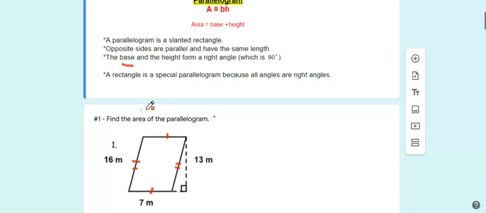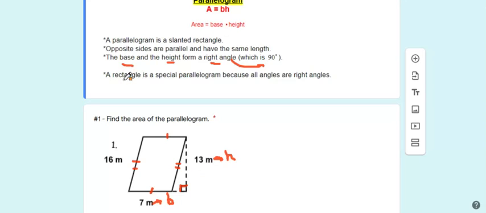The base of the parallelogram and the height form what's called a right angle, and a right angle is a 90-degree angle. And so as you can see, this dashed line right here forms a right angle. This box right here is the symbol that we use for a right angle. And so we would say that the base, which we can label B, is 7, and the height, how tall is the parallelogram? It is 13 meters tall, so we can label this H. As you can see, the base and the height form a right angle.